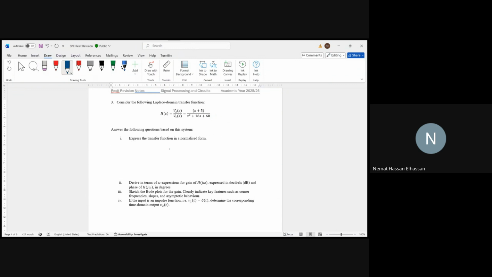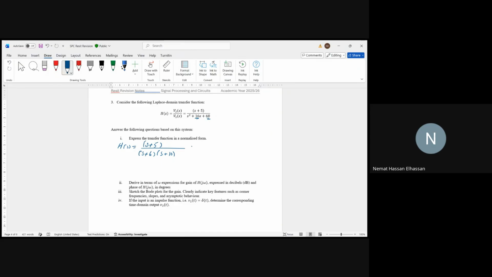So in the normalized form, the first step would be to factorize the denominator. So we have s plus 5 here divided by, now we're trying to factorize this by finding numbers that if multiplied will give me 60 and if added will give me 16, and these will be 6 and 10. So that would be step 1, to factorize. Step 2, we want to rewrite it in a form where s would be added to the number 1.